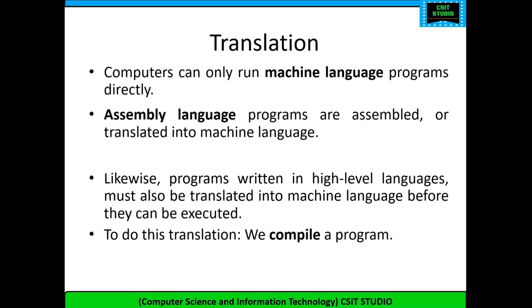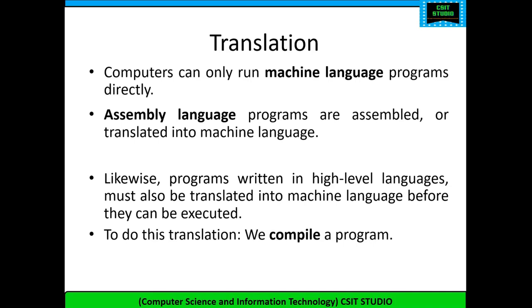But computers only understand machine language, so we need to compile or convert the higher level languages into machine level language. Assembly language is also assembled or compiled or translated into machine language before executing it. Similarly, for a high level language program, we need to translate it into machine level language before we can execute it. For this translation, technically we call it compiling of a program into machine level language code.